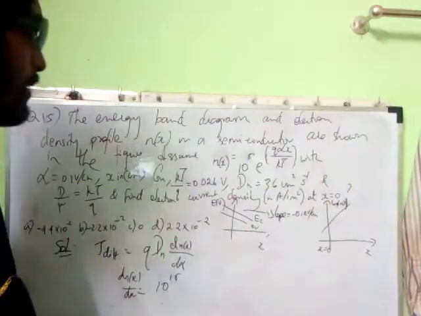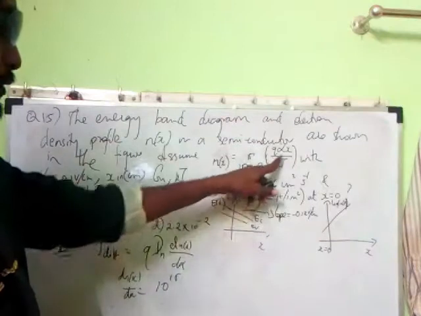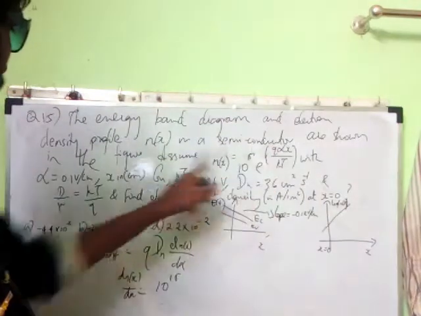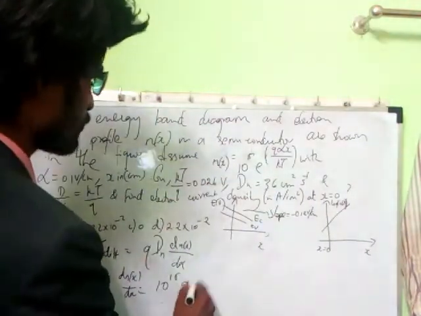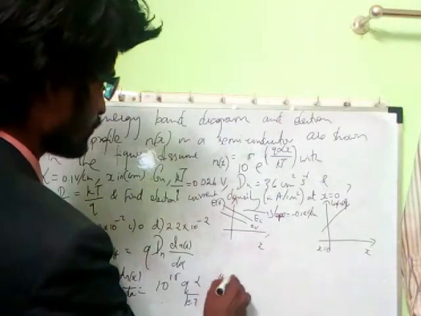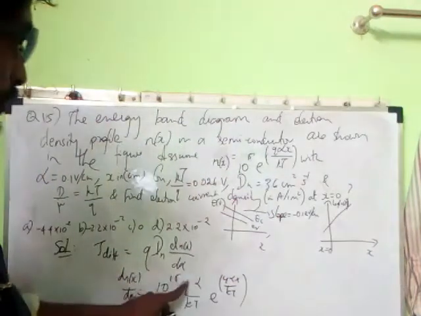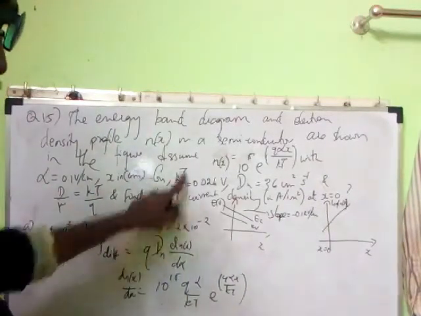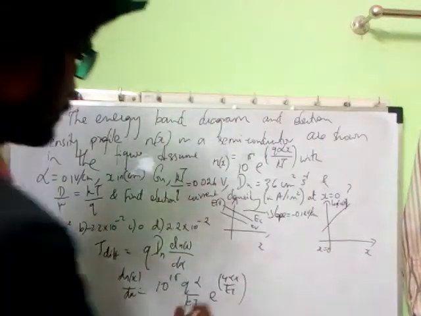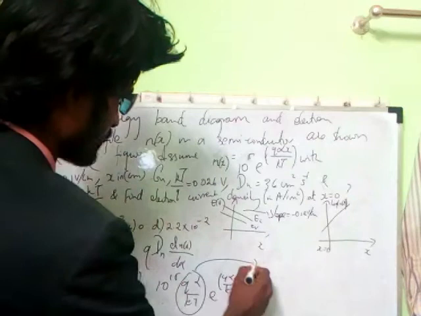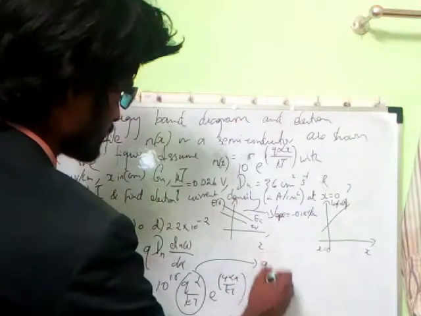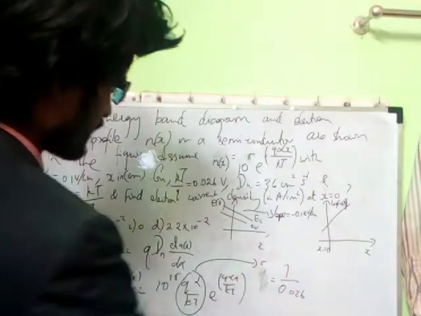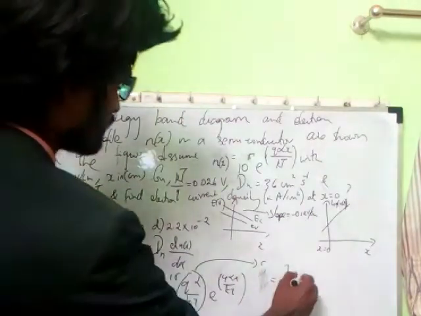We'll be getting no problem, and then after this, the whole thing, q alpha by kT, will be coming in. You differentiate q alpha by kT into e power q alpha x by kT. So you know how to calculate this value. Look at this: q by kT we know is 1 by 0.026. So instead of q by kT, you have 1 divided by 0.026, and for alpha, you can have 0.1.